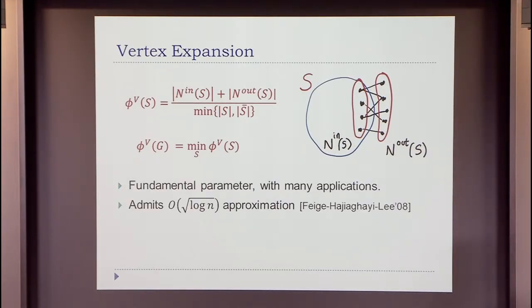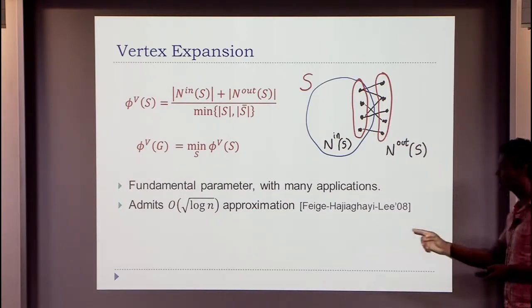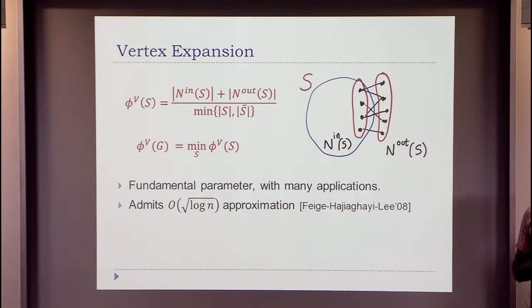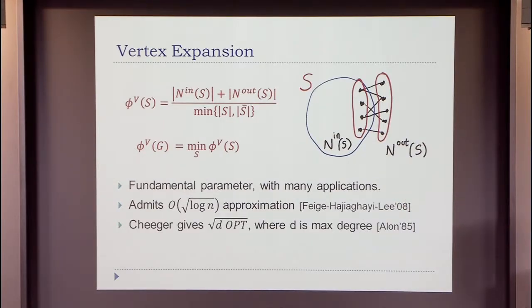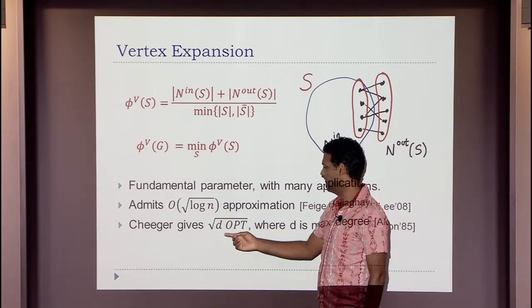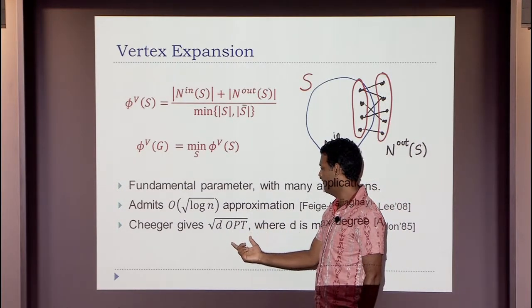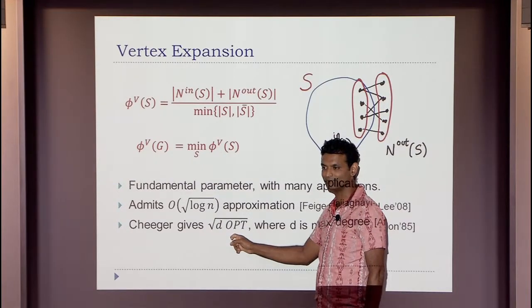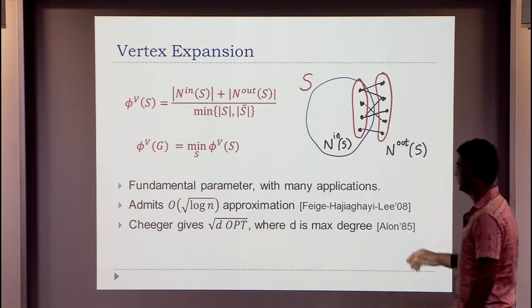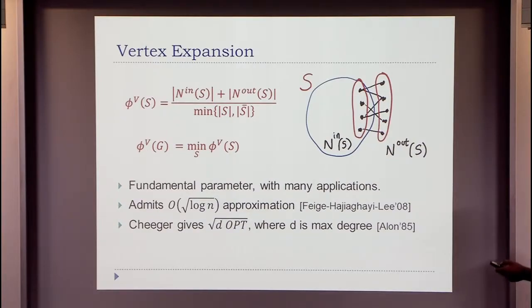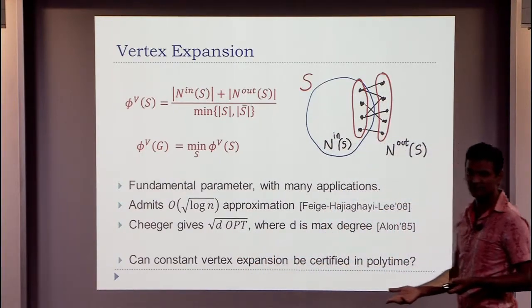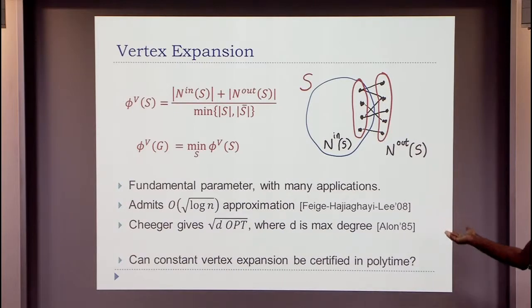This is also a fundamental parameter, and there are lots of applications. It also has a square root log n approximation with a different method, the one that first gave the square root log n. Now, if you use the second eigenvector, the Fiedler vector, you get something that grows as square root of the degree times lambda 2. This is already in Alon's paper. If the degree is constant, then the edge expansion and the vertex expansion are within constant factors, and of course the bounds also.